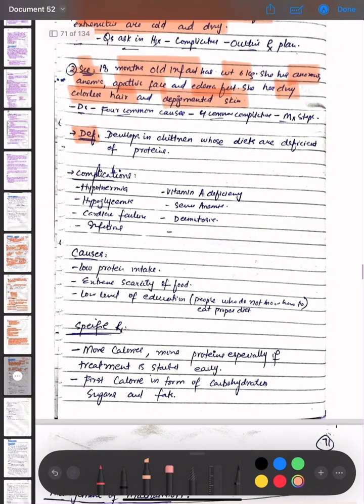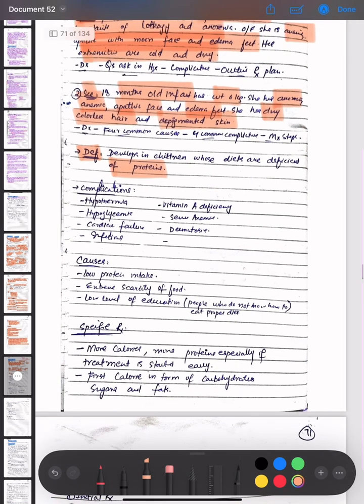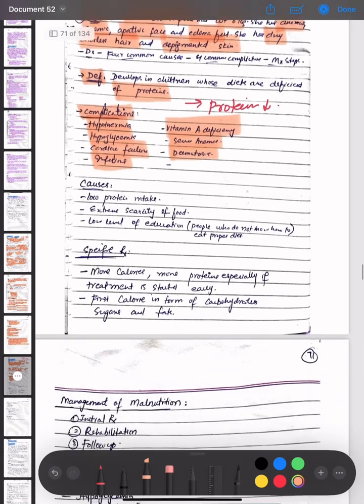It develops in children whose diets are deficient in proteins. Now we have discussed that marasmus occurs when there is protein and calorie malnutrition. In Kwashiorkor, there is only protein deficiency. The complications are hypothermia, vitamin A deficiency, hypoglycemia, severe anemia, cardiac failure, infections, and dermatosis. These are the complications of Kwashiorkor.